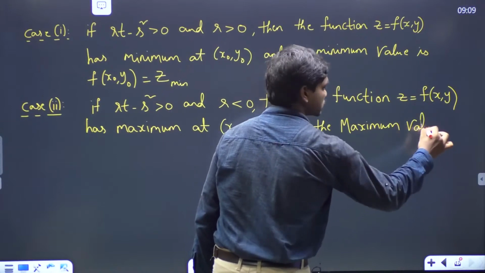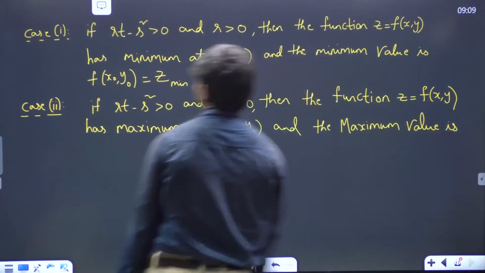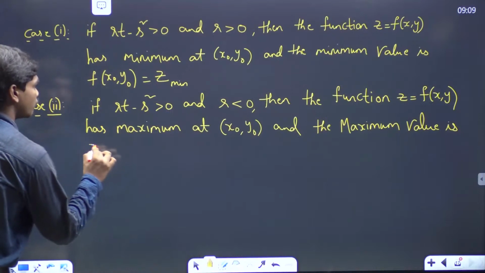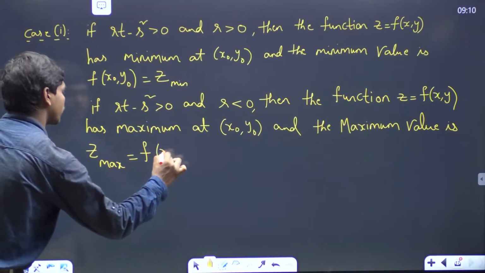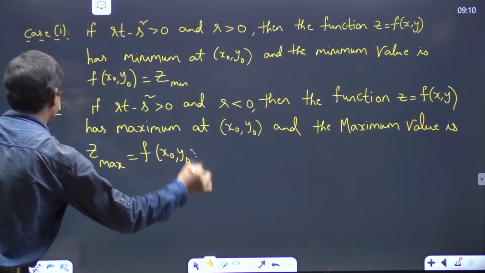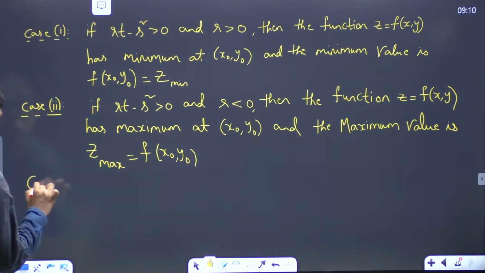maximum value is z of maximum is equal to f of x0, y0. Case 3.